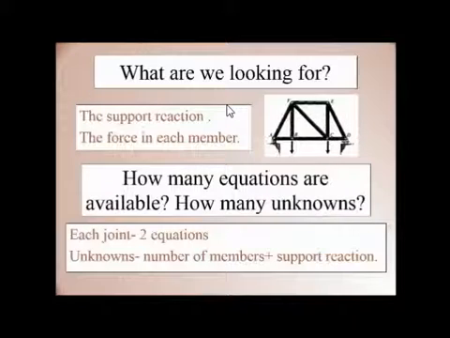Now how many equations are available? How many unknowns do we need to calculate? Each joint can have two equations, and the total number of unknowns is equal to the number of members, the number of truss members, plus the number of support reactions which they are experiencing. So if we know all these things, we can easily calculate them.